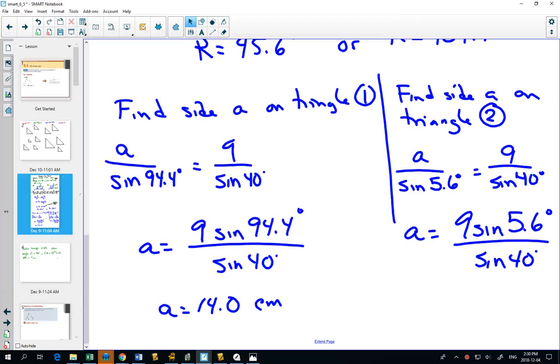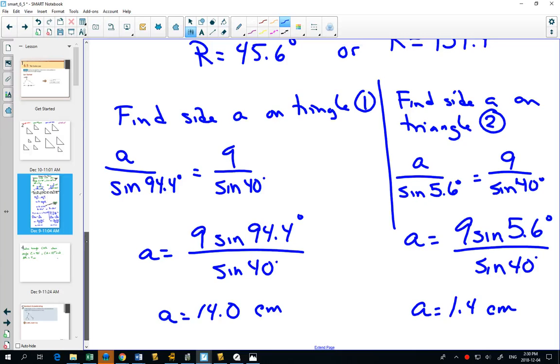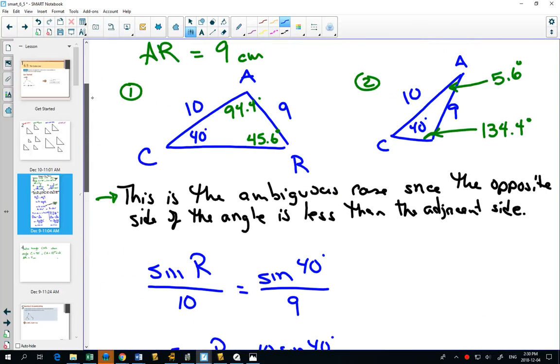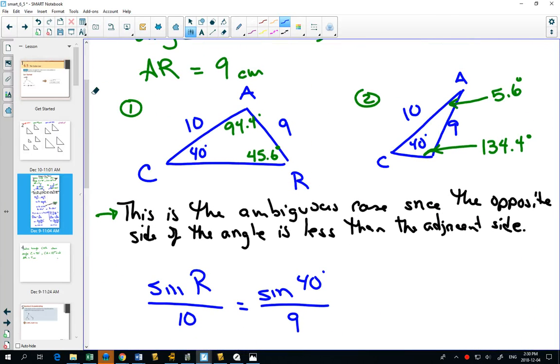A is 1.36, rounded to the nearest tenth, 1.4 centimeters. So one of the things in these questions where it says solve completely is go back to your triangle. We figured out this one was 14.0 centimeters. We just figured out this side was 1.4 centimeters. Go back to the triangles that you've drawn and make sure that everything is labeled.